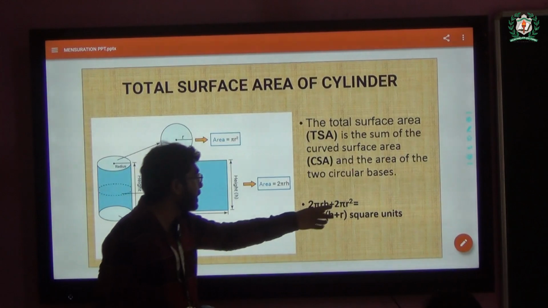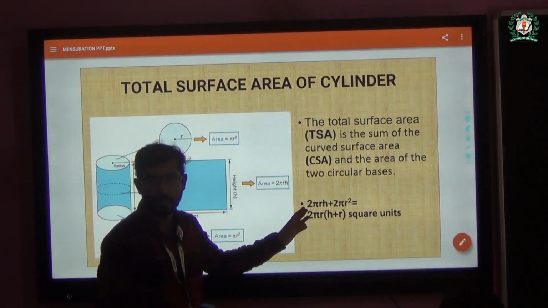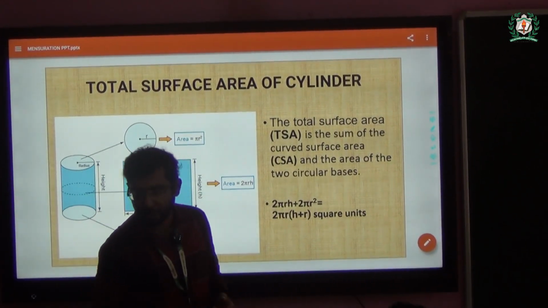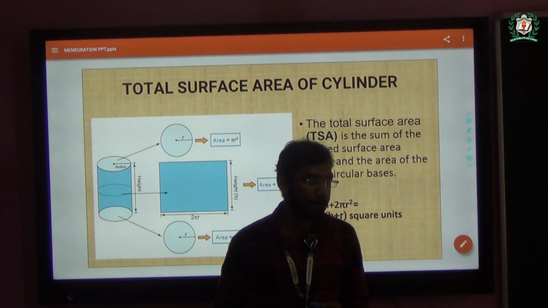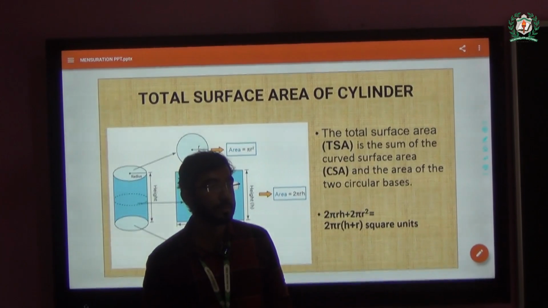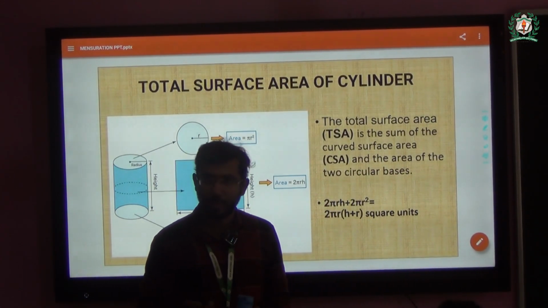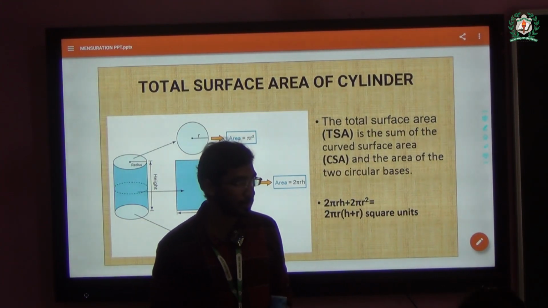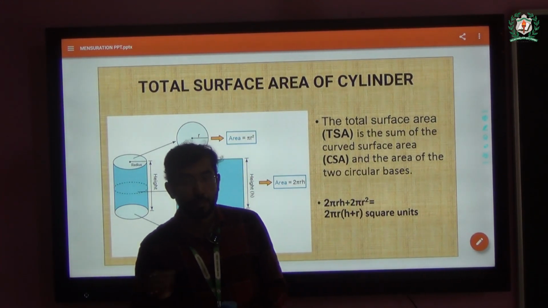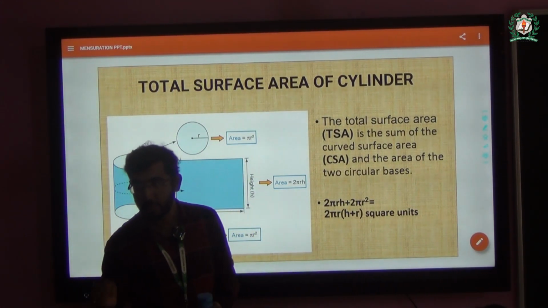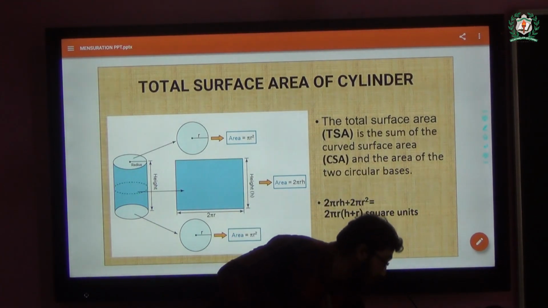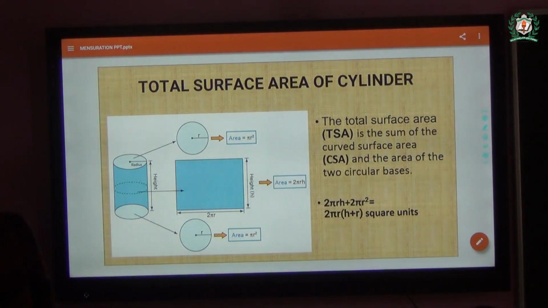Now what can we take common from these two terms? 2 pi r. So what will be left in the bracket? If we take 2 pi r as common, in the bracket it will be h plus r. Unit will be square centimeter, square meter, whatever is given in the question. Understand? Any doubt? Clear? Now based on curved surface area or total surface area, let's do some questions. It will be clear how it works.